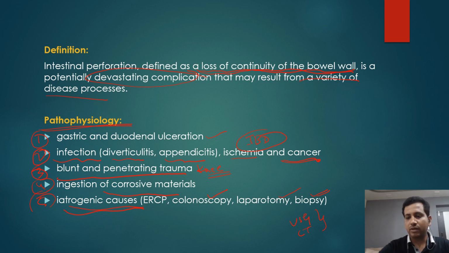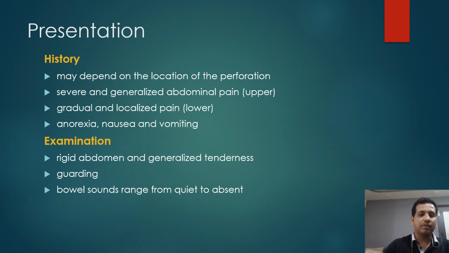Okay, moving on to the clinical picture. So how will the patient present to an emergency department? First thing is the patient will have severe abdominal pain, and the symptoms depend upon the location of the perforation. If it is an upper intestinal perforation, the pain will be severe and generalized. If it is a lower intestinal perforation, then the pain will be gradual and localized. And additionally, the patient will have anorexia, nausea, and vomiting.